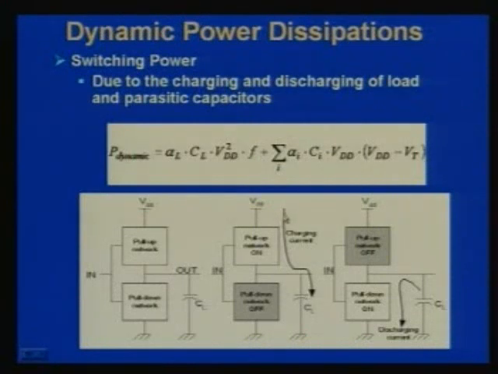So, you see this is the switching power dissipation, and as you can see, it is proportional to the load capacitance, it is proportional to VDD squared, and it is proportional to the operating frequency. And last but not the least, it also depends on the switching activity. So, you remember these parameters. You can see if you want to reduce dynamic power, what you have to do? You have to reduce CL, you have to reduce alpha L, you have to reduce VDD.